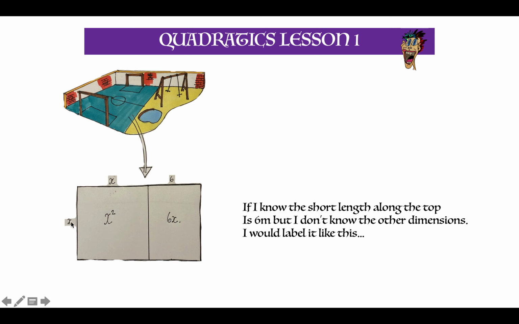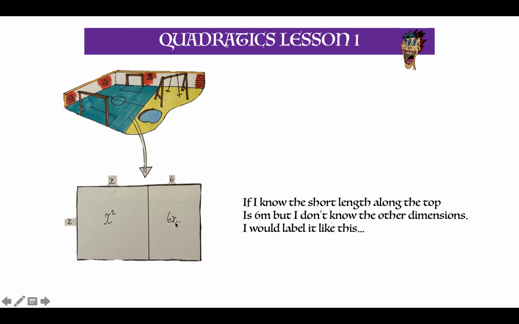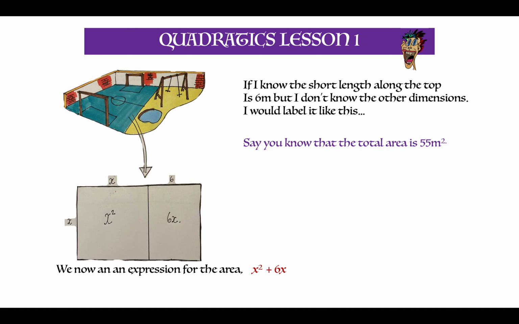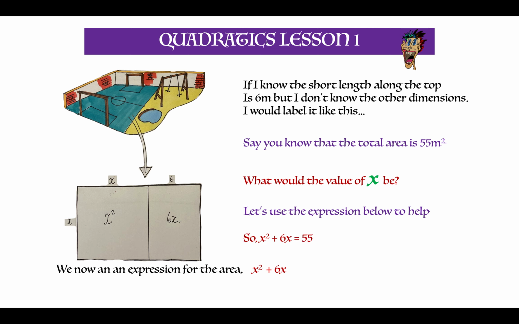This area now is x times x, x squared, you see the power there, and this one is going to be 6 times x, 6x. So I end up with something like this. Now this is an expression, so I can write the expression for this area as x squared plus 6x. But what if I actually want to solve a problem? Say I want to know what x is if I know the total area is 55 square meters. I need to find the value of x, and I need to use my expression to help. So I can take my expression and make it into an equation.